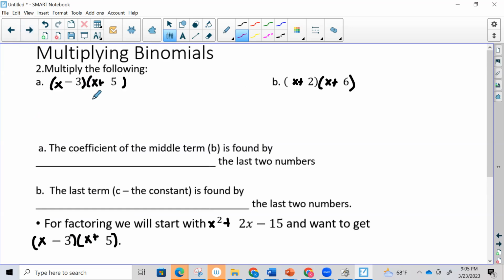So just to kind of illustrate what we're going to do, we're going to go back and think about, in chapter 3, multiplying these binomials. So same thing, I want you to pause and I want you to do 2a and 2b, and then you can come and check your answers.